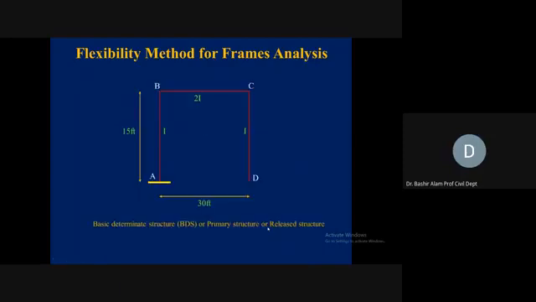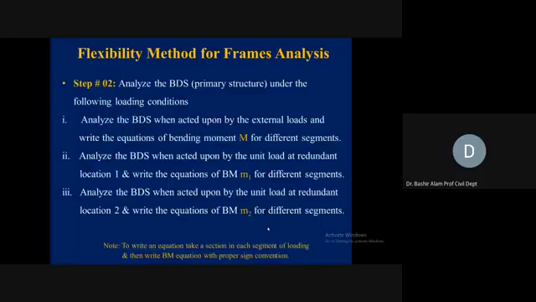Now next, this is your released structure. You see here A, B, C, D, the redundant actions are removed. At A, we have a fixed support. So this is a determinate frame now. Now, to write the capital M values, what we will do is put this under the actual loads.